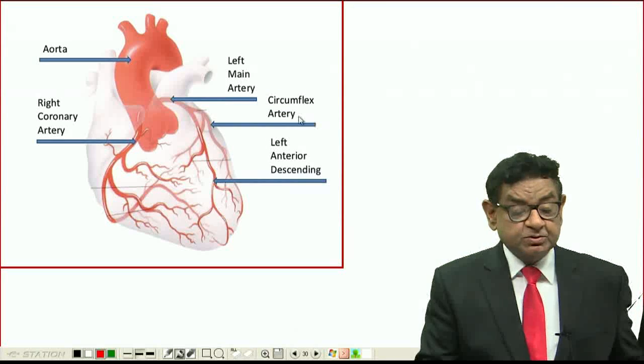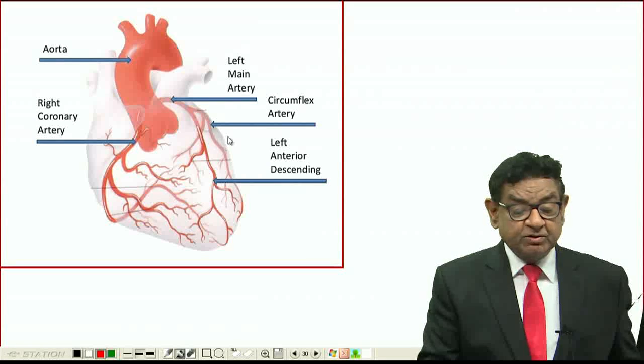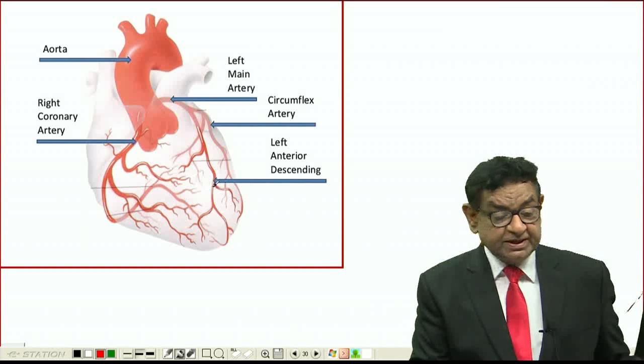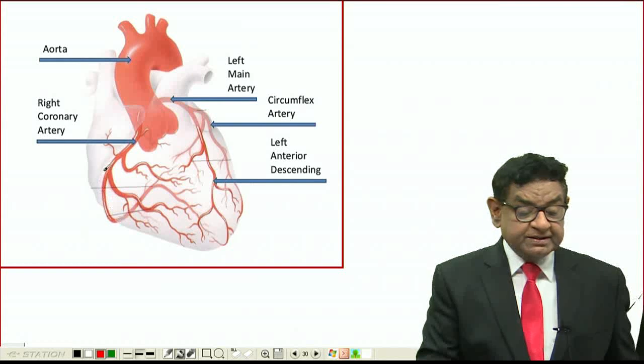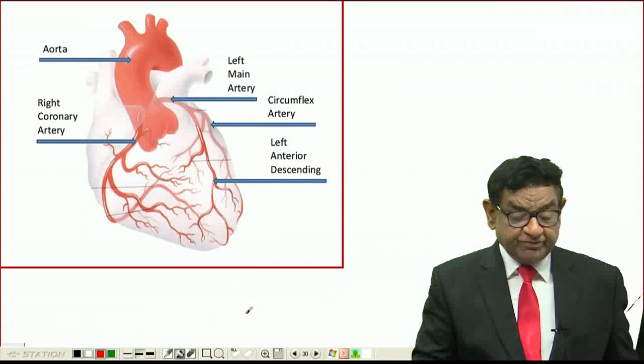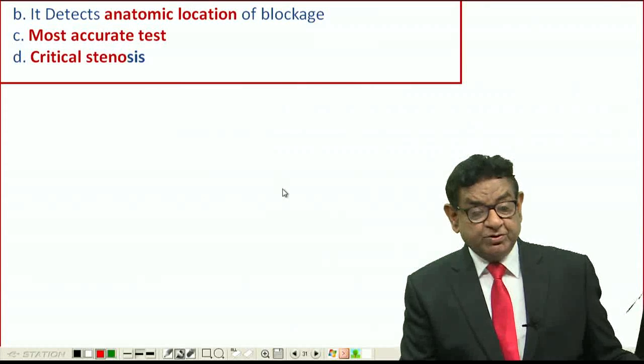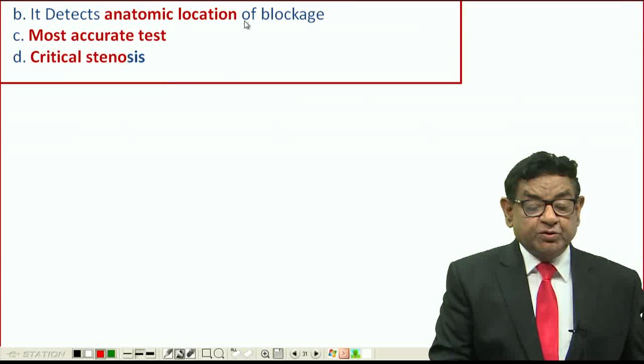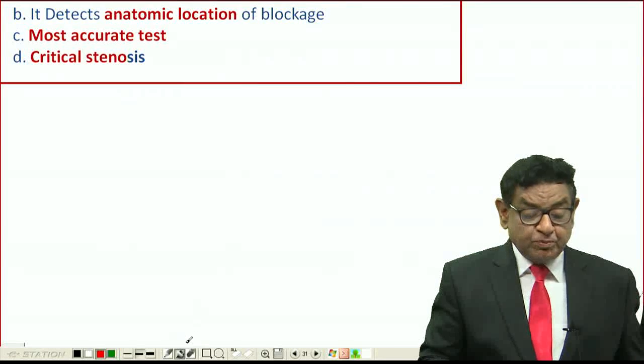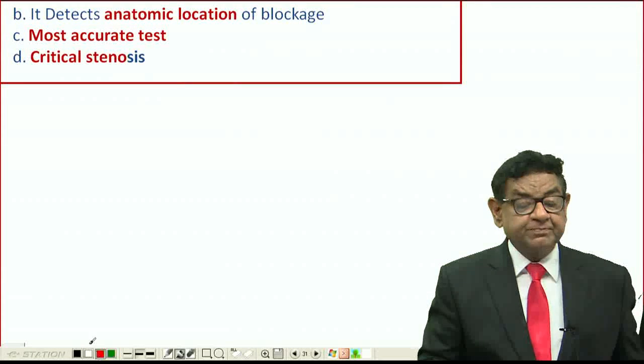Okay, so this is the left main stem. This goes into the circumflex artery and LAD, which I discussed previously. And this is the right coronary artery. It supplies the right ventricle as well as the inferior wall. So when we are doing angiography, we can see the direct anatomical location of the blockage. This is the most accurate test.